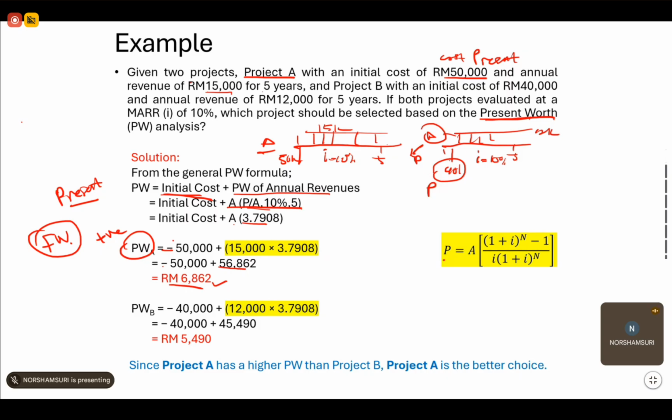For B, we have the 40,000, and this annual value, 12,000, we have to change to present. So put this value, and then you get 45,590. Based on A and B, you say that A is better because you get more money. Okay.